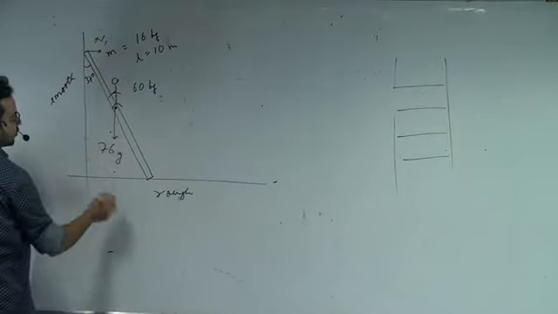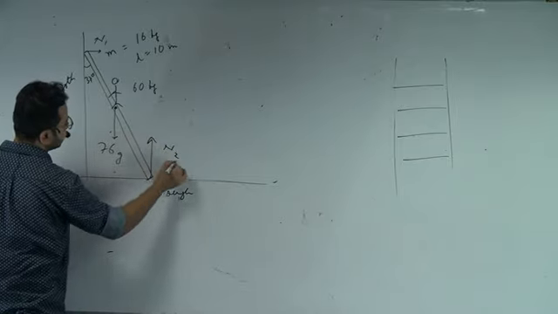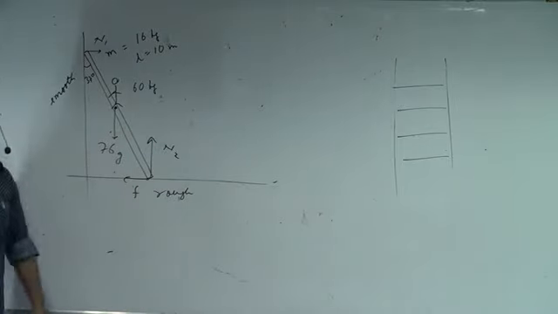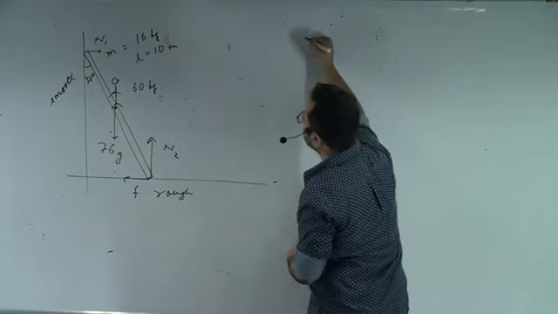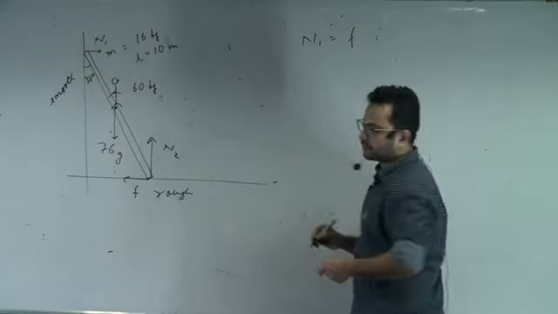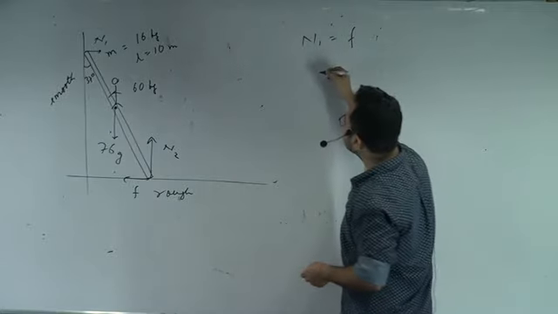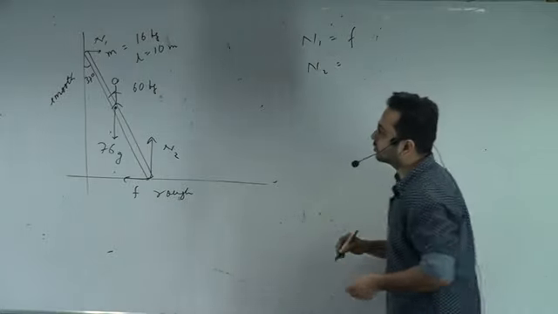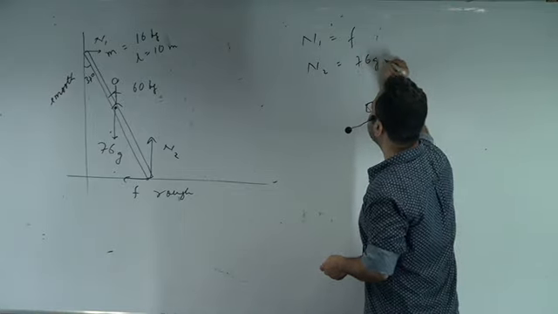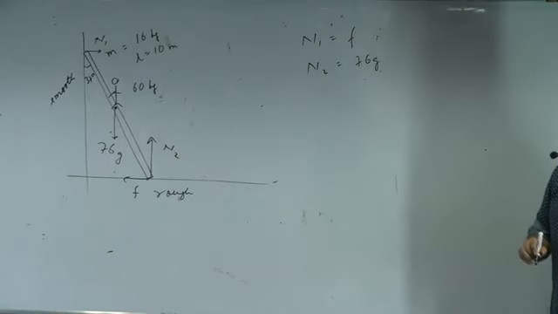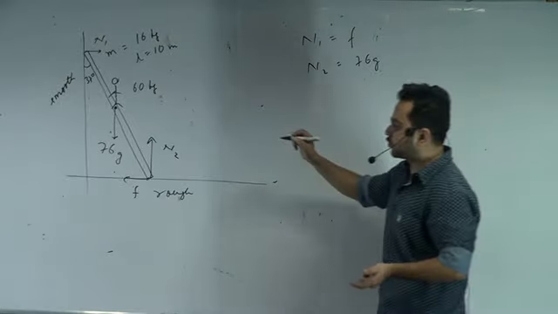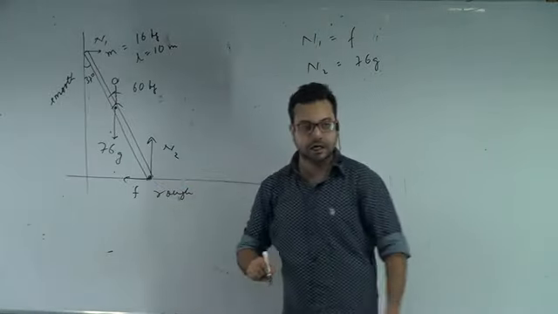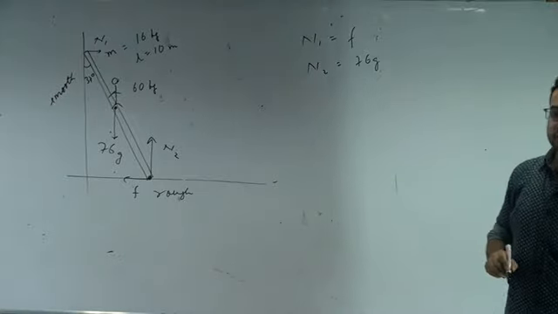This would be normal force. The normal force here would be N2, and the friction acting here would be this. So if I talk about the equilibrium, N1 will be equal to F, and then N2 will be equal to 76 g. Then I have to write the torque equation. About which point should I write it? I should write the torque equation about this point. That'll be convenient. It'll cancel off two forces.